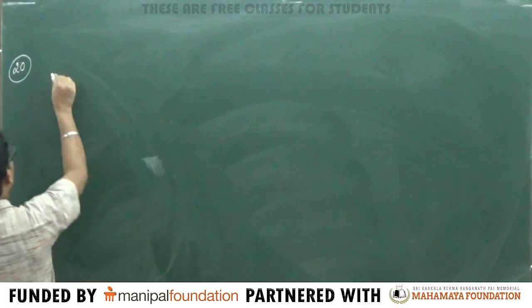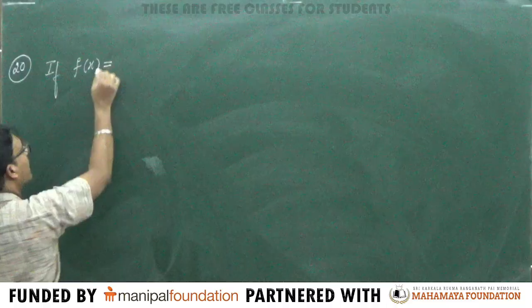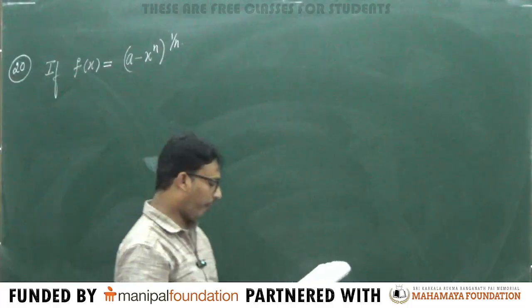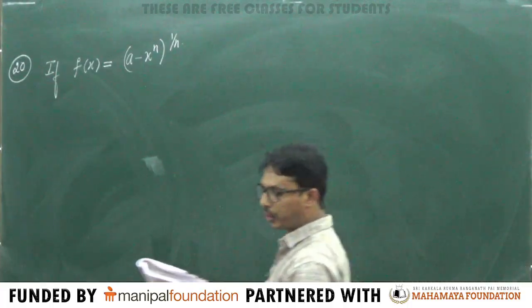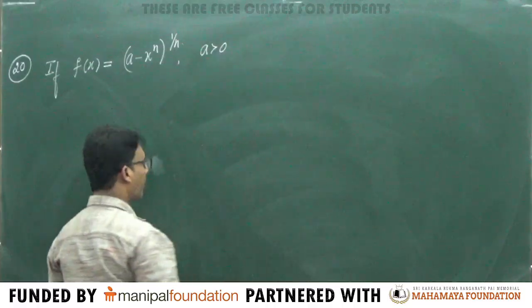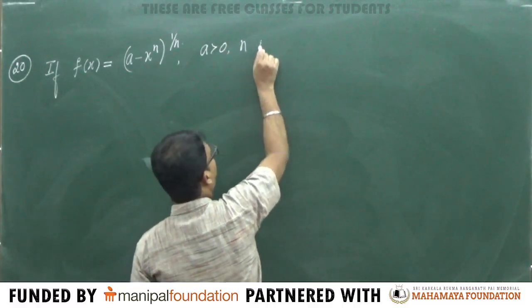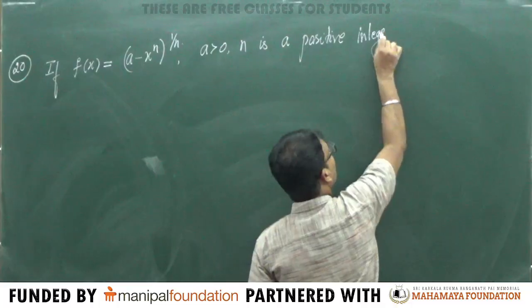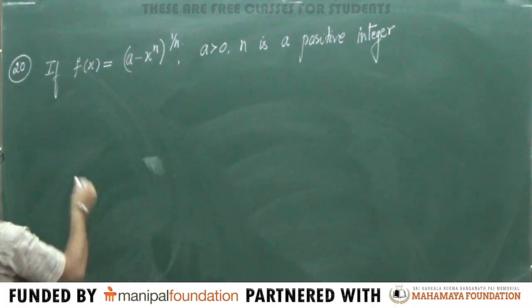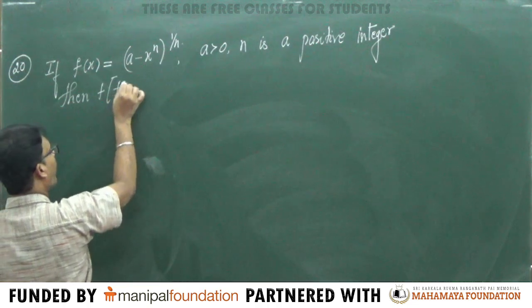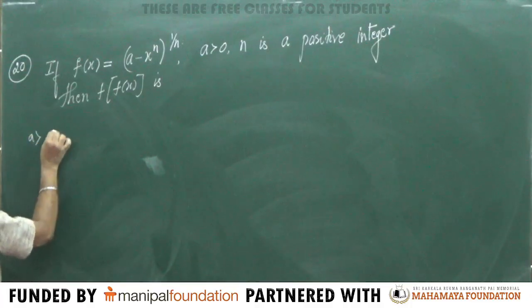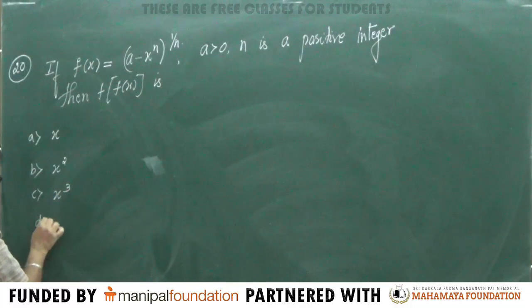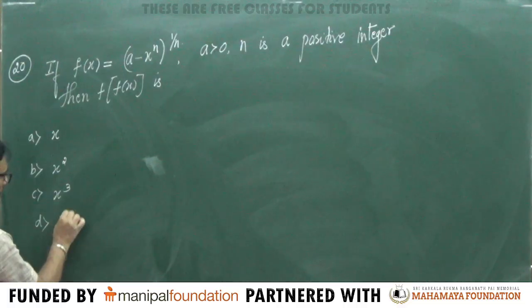If f of x is equal to (a minus x to the power n) whole raised to 1 by n, where a is greater than 0 and n is a positive integer, then f of f of x is: option A x, option B x square, option C x cube, option D x to the power of n.